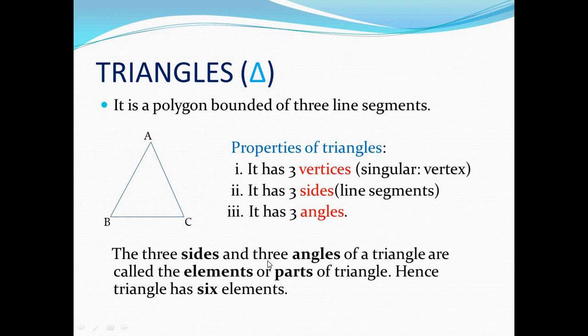The three sides and three angles of a triangle are called the elements or parts of a triangle. Hence, a triangle has six elements. So, in the exam they will ask, write the six parts of the triangle. The six parts of the triangle are three sides and three angles.